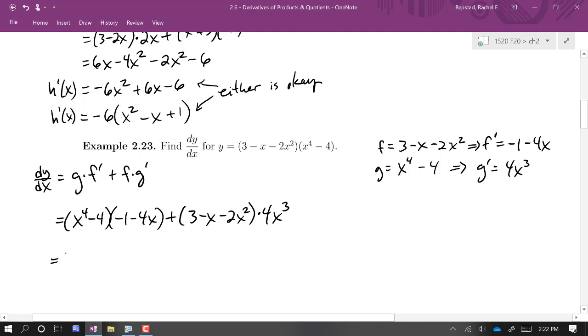Let's see, if I distribute the x to the fourth, we get a negative x to the fourth minus 4x to the fifth. And then distributing the minus 4, we get a plus 4 plus 16x. Now I'll distribute the 4x cubed in the other product. That's plus 12x cubed minus 4x to the fourth minus 8x to the fifth.